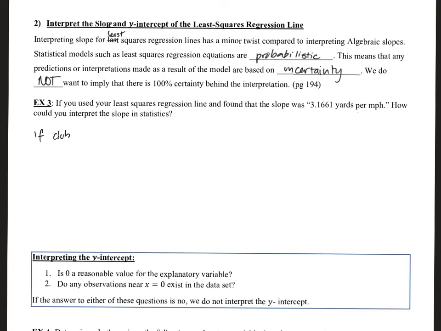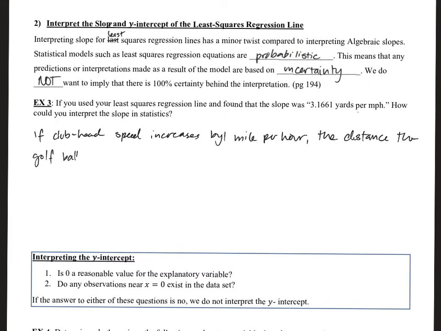If club head speed increases by 1 mile per hour, the distance the golf ball travels increases by 3.1661 yards. And as usual, because we're not 100% certain, we would write on average.